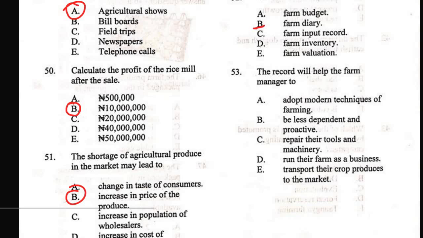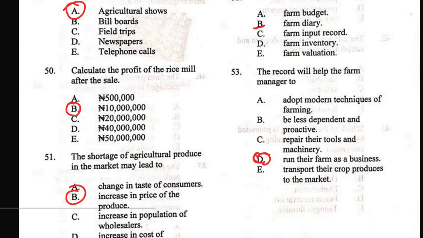The record will help, that's referring to farm diary now. The record will help the farm manager to A. Adopt modern techniques of farming. B. Be less dependent and proactive. C. Prepare their tools and machinery. D. Run their farm as a business. E. Transport their crop produces to the market. Among the options we have, farm diary will help run their farm as a business. So the right option is D.